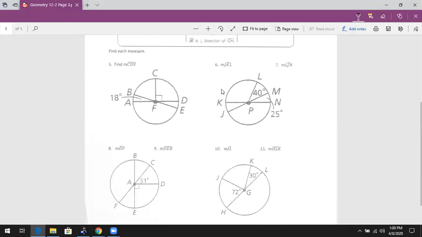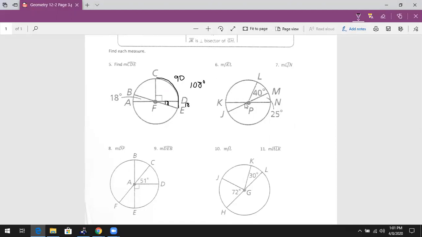All right, so find each measure. Find arc CDE. They took 3 letters to describe this, but CDE really is a minor arc. I could only use 2 letters if I wanted to. Anyway, this is an 18-degree angle, as is this one, because they're vertical. This is 90, so that guy's going to be a 90-degree arc, and DE is going to be an 18-degree arc, so adding them together, arc CDE is 108 degrees.